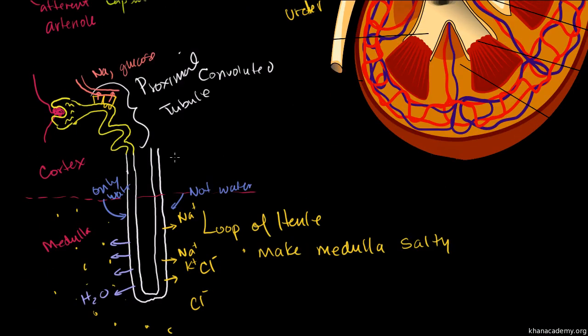So then we leave the loop of Henle, and we're almost done with the nephron. Then we're in another convoluted tubule, and you might even guess the name of this one. If this was the proximal one, this is the distal one. And actually, just to make my drawing correct, it passes very close to the Bowman's capsule. So let me do it in a different color. The distal convoluted tubule actually goes pretty close to the Bowman's capsule.